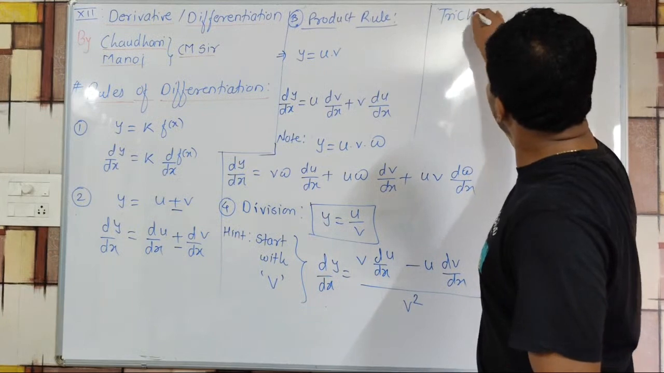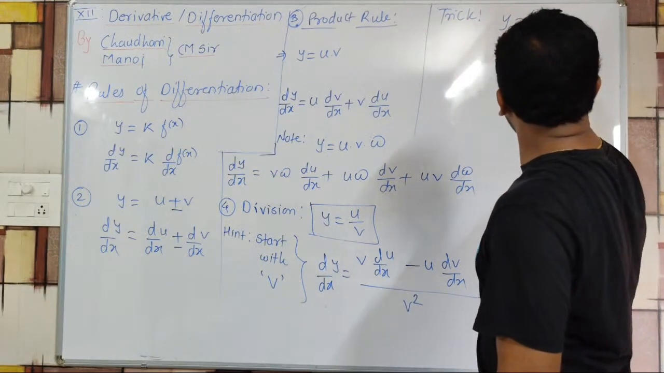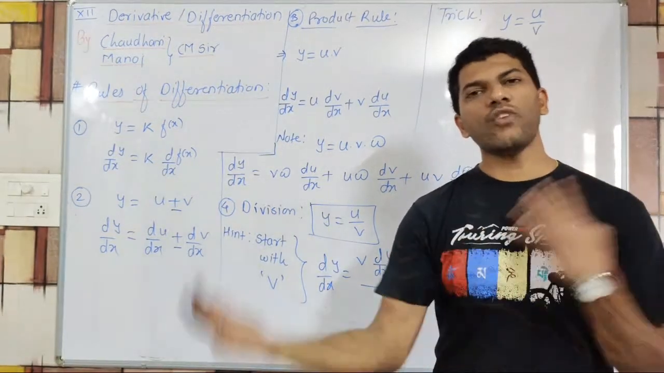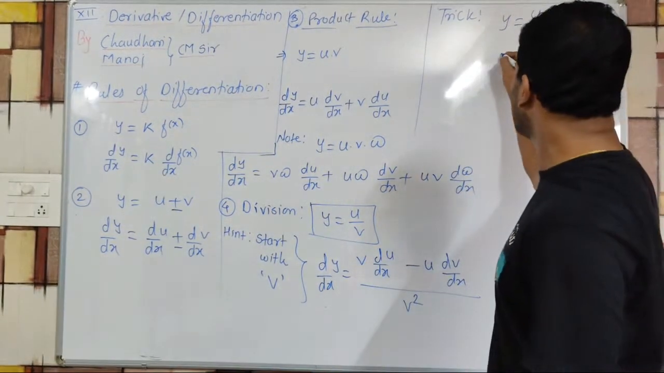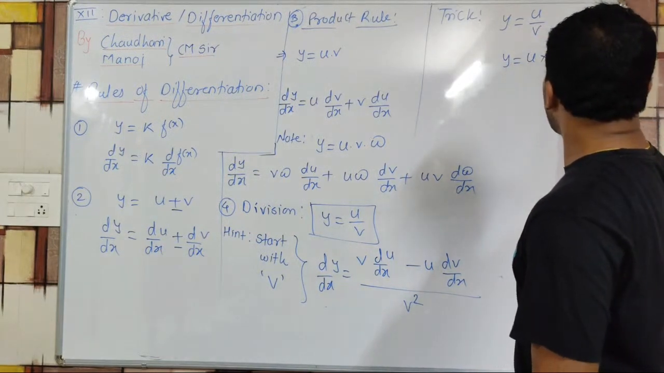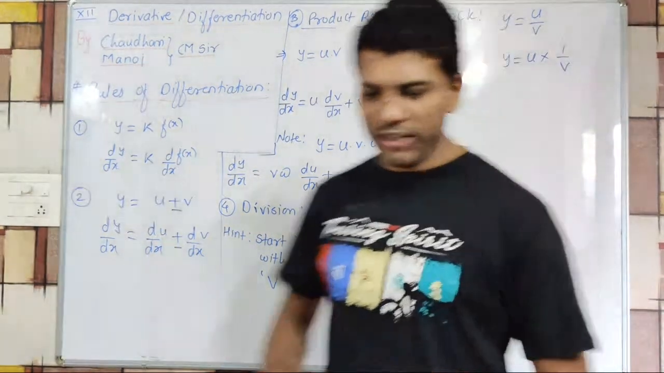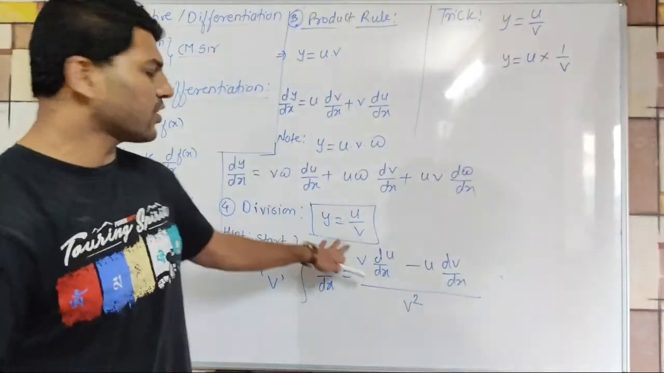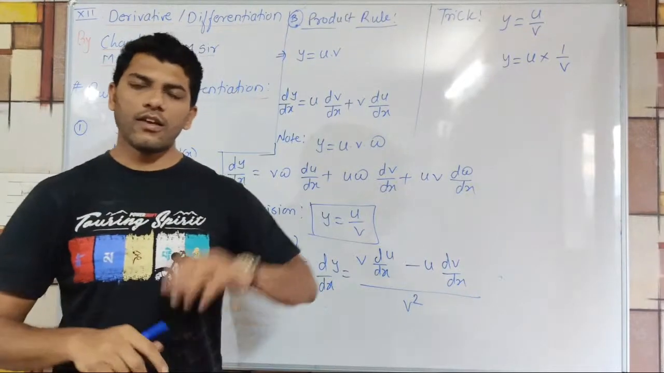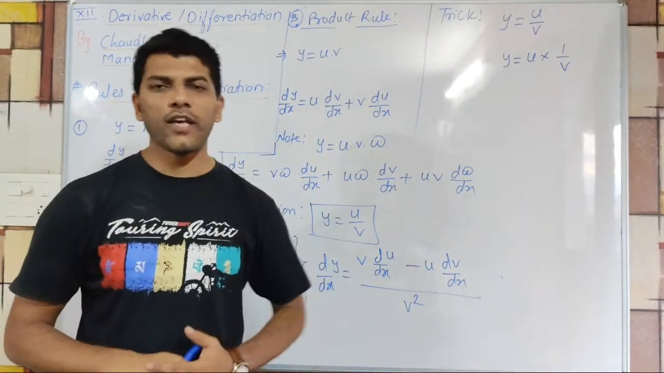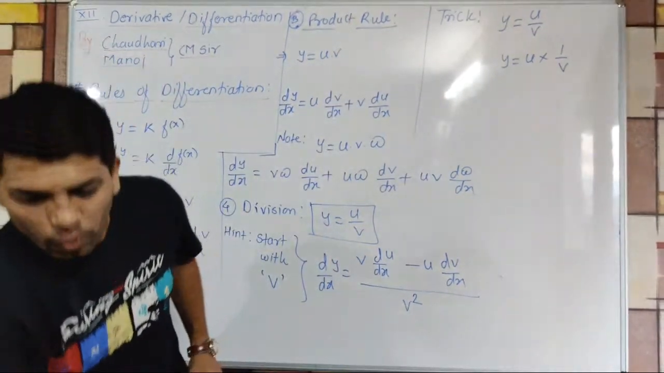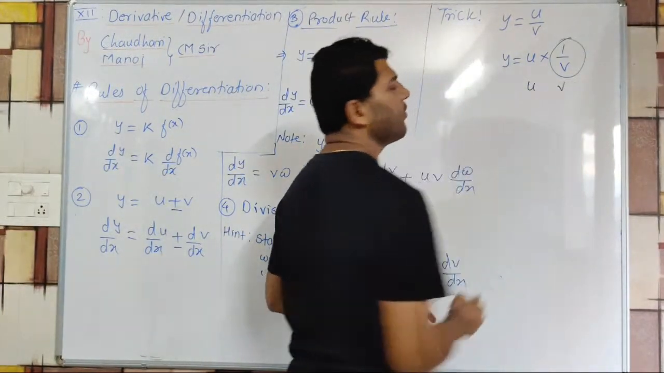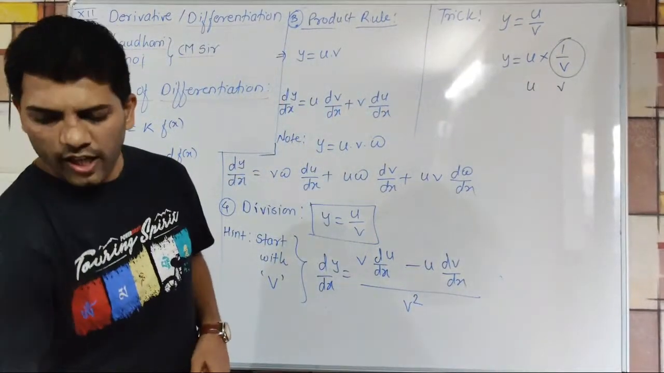The trick is, if it is y equal to u by v, every u by v situation we can convert into u into v. So in this particular way, you can convert this into u into v. There is no need to remember this particular formula. Because every u by v rule, you can convert that u by v situation into u into v. The only thing is, this u remains u, but this 1 by v acts as a v in a product rule. So see what I am trying to tell you.